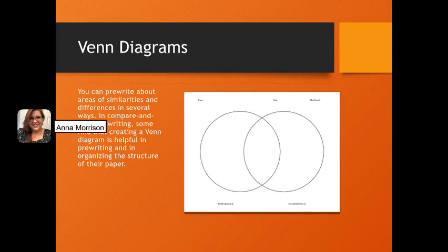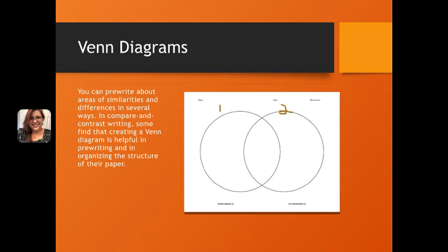One way to visualize comparison and contrast is to use a Venn diagram. This can be really helpful in the pre-writing stage when you're considering both subjects and what their similarities are and what their contrasts are. And so you would have subject 1 and subject 2.